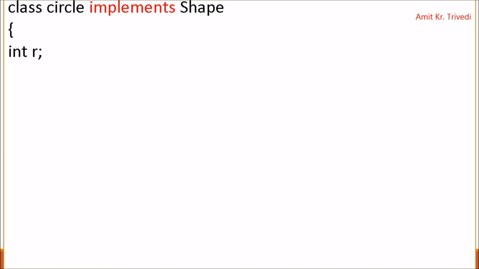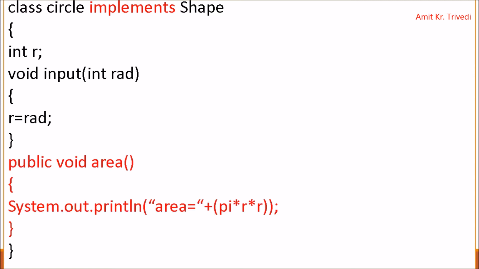Here we see the example of how the class will inherit an interface. We have taken that class Circle and that implements Shape. Now the instance variable for Circle is r. We have taken one input method, void input, and that is giving value to r with the help of the assignment operator. Then this is the method of interface Shape, public void area, and we are displaying the result, pi r square.